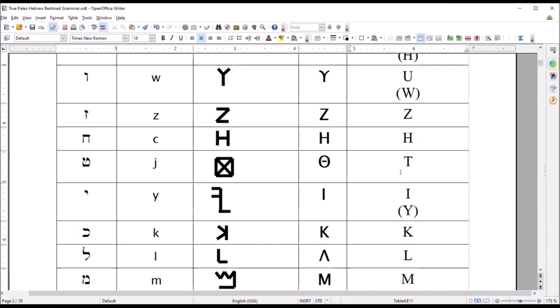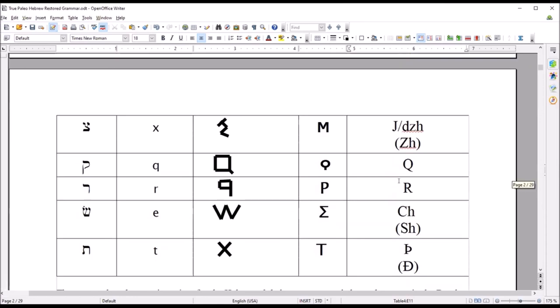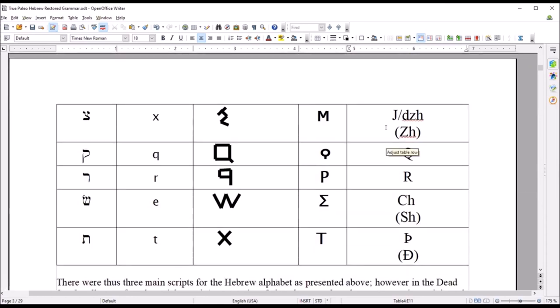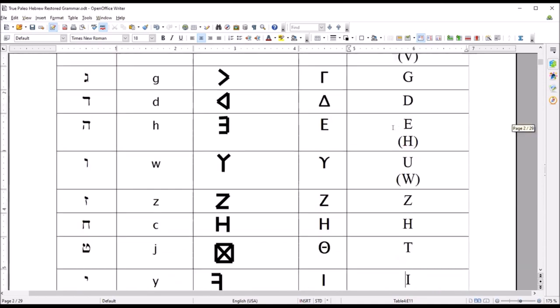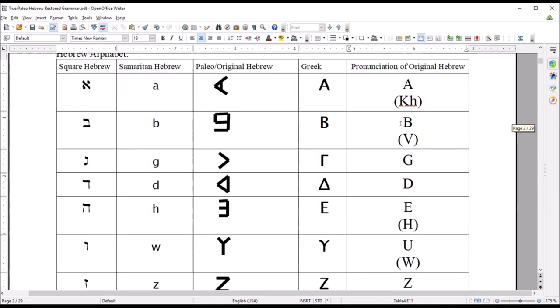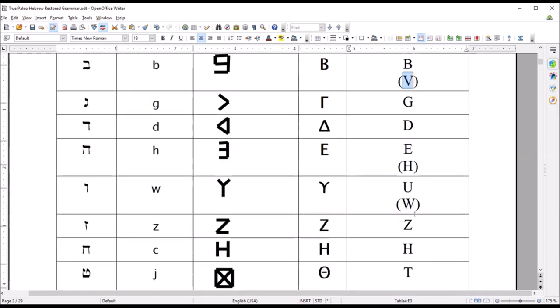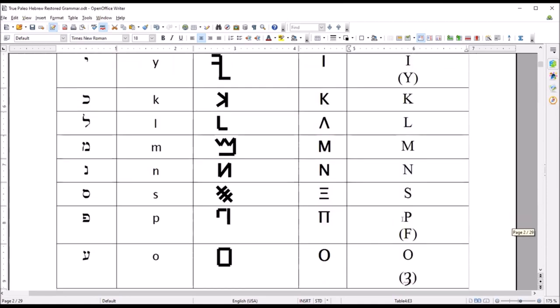Now, the reason I conclude there's a harder and a softer sound is because there's a pattern here. We're seeing a harder and a softer, right? B, beginning a syllable, V, ending a syllable. Hard, soft, B, V. Same thing, P, F, right?